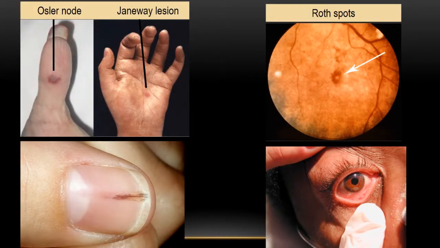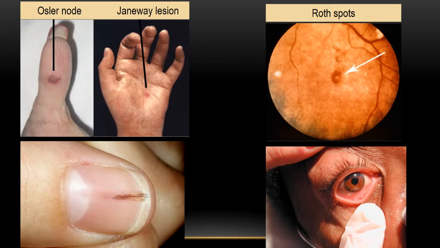We can have glomerulonephritis, and actually the major reason for death with infective endocarditis before the antibiotic era was glomerulonephritis. So all these are minor criteria. So in order to diagnose infective endocarditis, you should have the two major criteria, which are sufficient to diagnose: positive blood culture, positive echo.